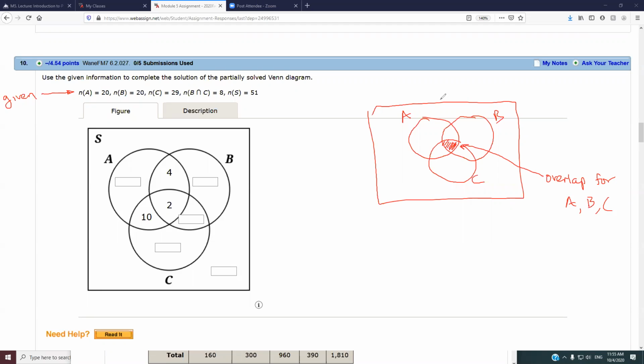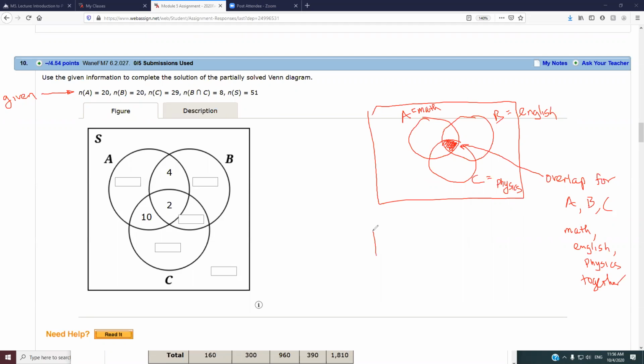For example, let's say this is the set of students taking math. This is the set of students taking English. And maybe this is a set of students taking physics. Well, if I'm sitting in this overlap, it means I'm taking all 3 courses at the same time. So if you're in that overlap section, it means you're taking math, English, and physics all at the same time.